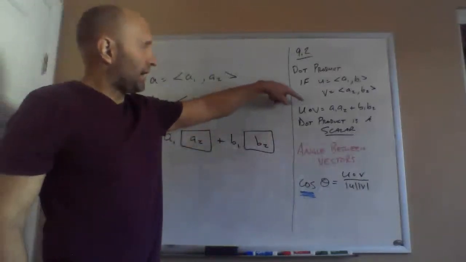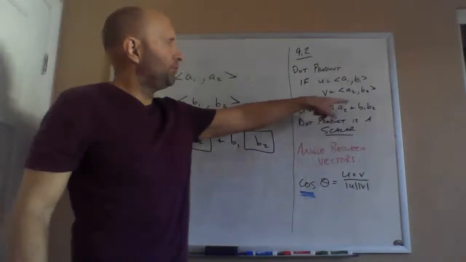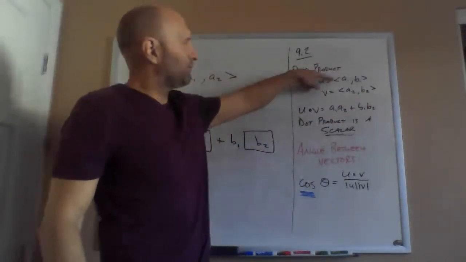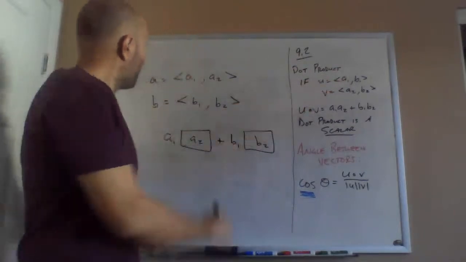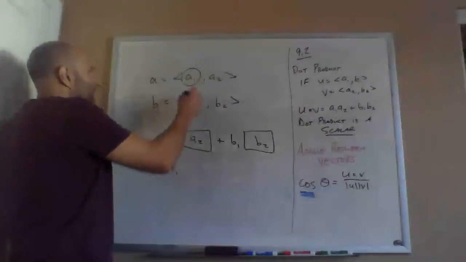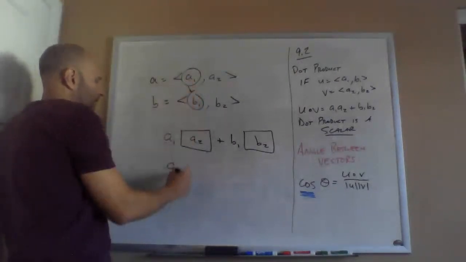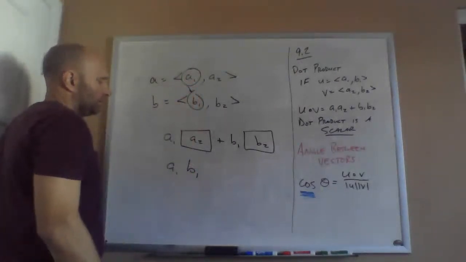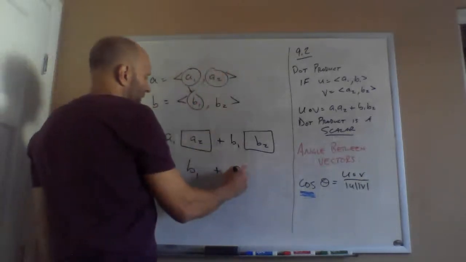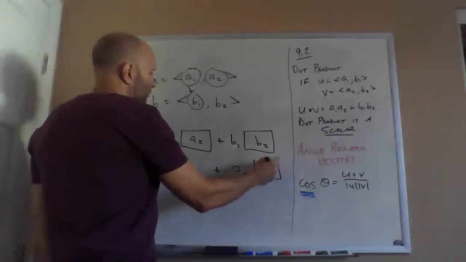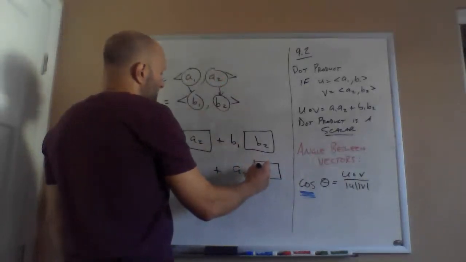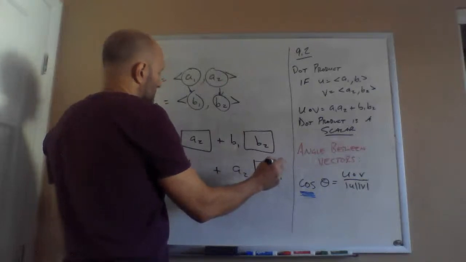Why? The dot product formula, A1, A2, B1, B2, is because that's what these vectors have as their components. But it's what? It's the first value, A1, times the second value, B1, plus the second component of A, A2, times the second component of B, B2.